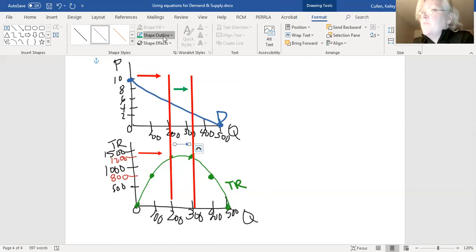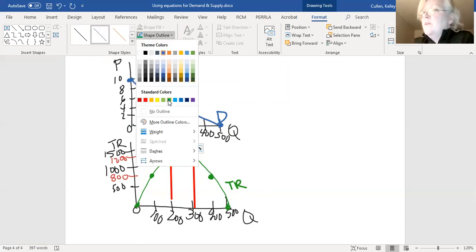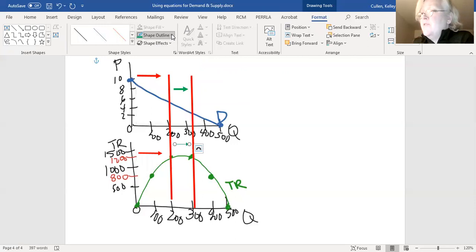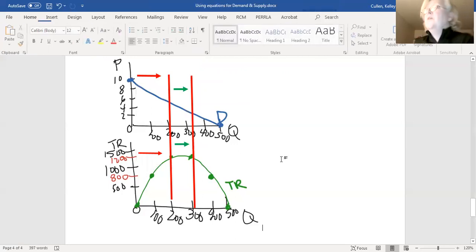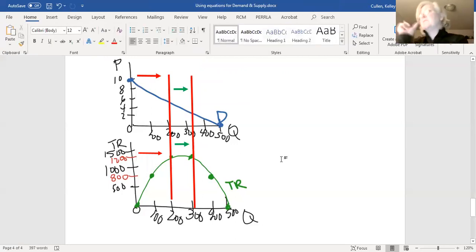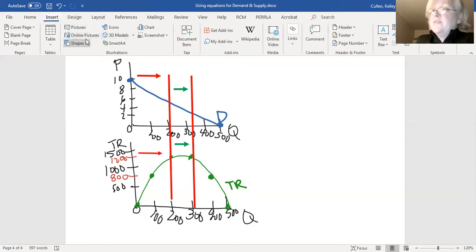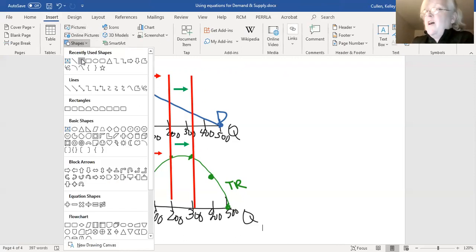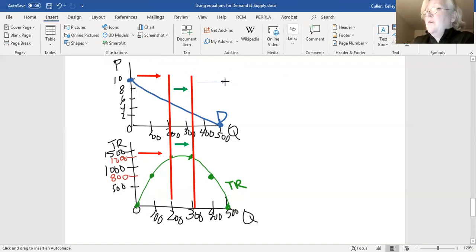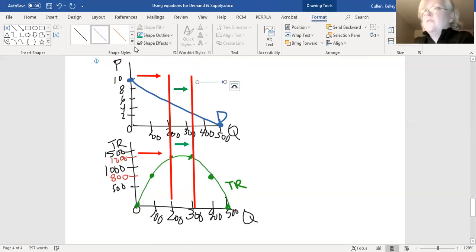I'm going to make him green, green, and I'm going to make it a little bit heavier so you can really see him. There we go. So the two green arrows that represent the flat portion, the top of the TR, that's the unitary elastic portion. And then the third part over to the far right, I'm going to denote that with a pink arrow or something over here. Let me do a yellow arrow maybe.